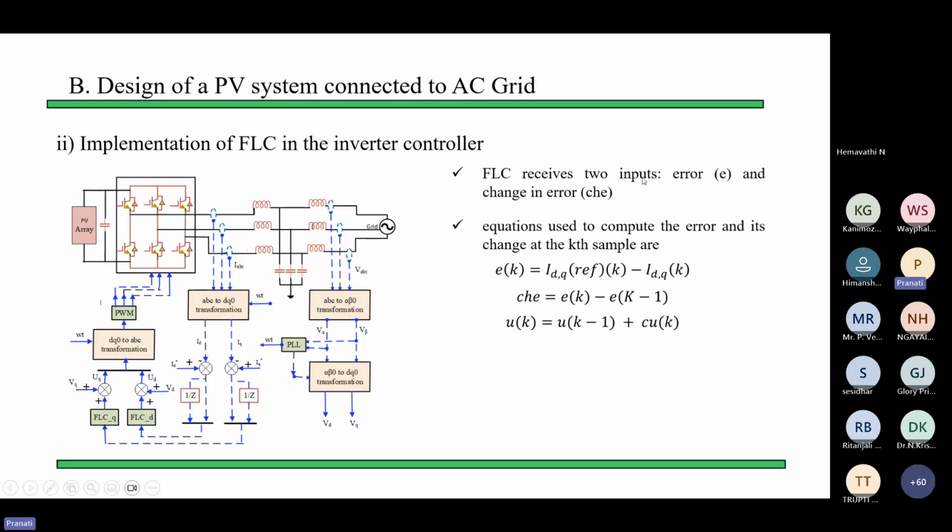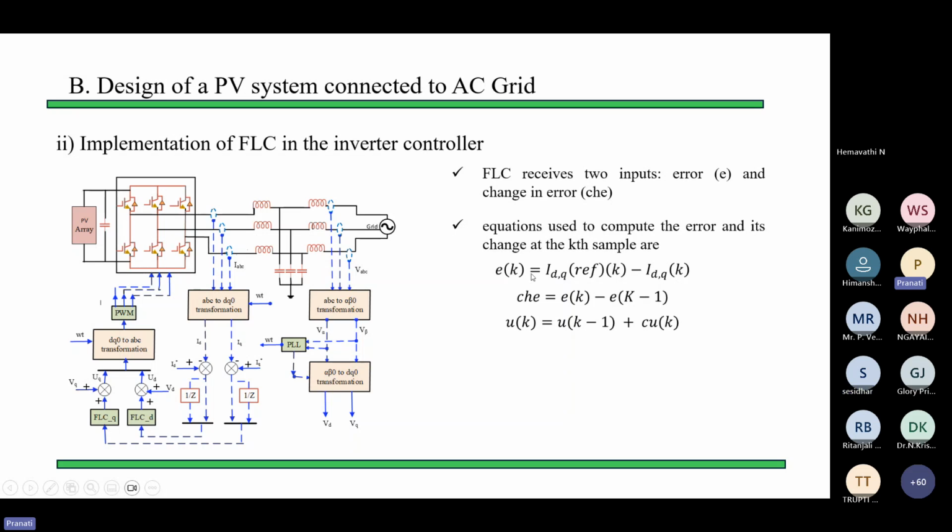Now, the fuzzy logic controller receives two inputs: error and the change in error. Coming to the controller part, error and the change in error are the two inputs used, and our output is the duty cycle. The equation to compute error is E of k is I_DQ, the difference between the reference value and the measured quantity. So D and Q I have used in one equation. One time you can use it for the D axis, next time for the Q axis. For simplification of understanding, I have put it as one, D comma Q.